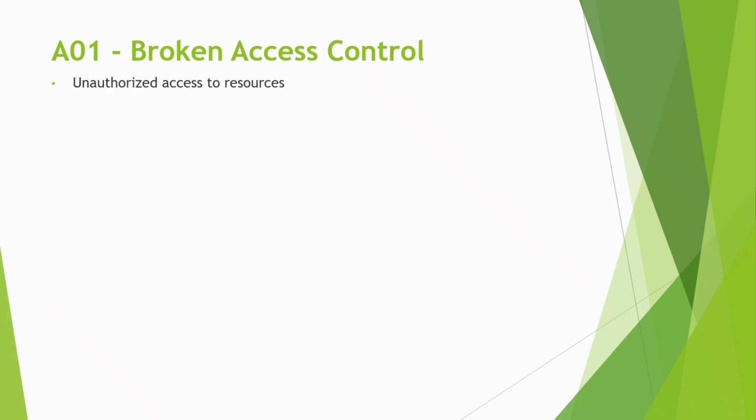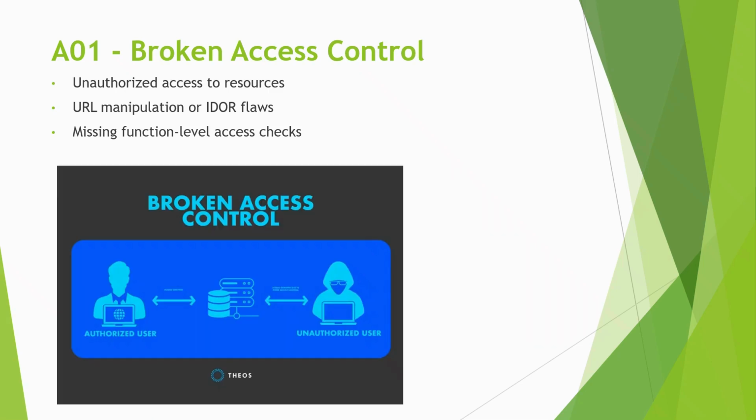The first one is broken access control. This happens when users are able to access things they are not supposed to. Unauthorized access to resources, URL manipulation or IDOR flaws, missing function level access checks. For example, changing a URL to see another user's data. It might be an IDOR attack or performing admin actions without permission. The main root cause is usually missing or improper access checks in the code.